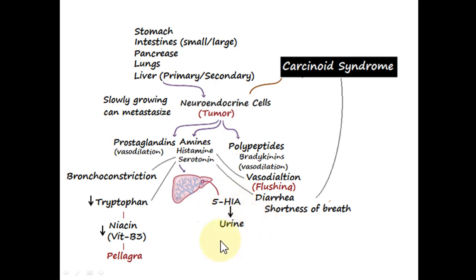So when there is a carcinoid tumor, when there is excess formation of the serotonin, it will be taken into the liver, and most of it will be converted and detoxified into 5-hydroxyindole acetic acid. And we can measure the level of the 5-hydroxyindole acetic acid in the urine, and it can give us an idea or information of the increased production of serotonin that will indicate a carcinoid tumor.